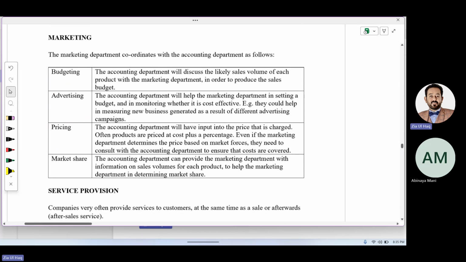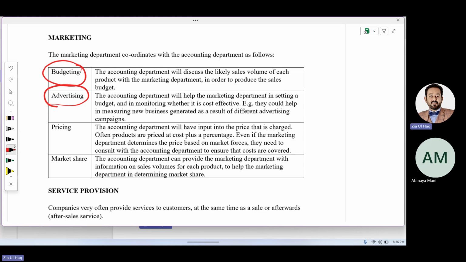Marketing department coordinates with accounting department to prepare the marketing budget. They need to discuss with the marketing department how much money you need for the future to meet your target. Advertising means how much money should be spent on advertising. Obviously, marketing people will provide the detail.